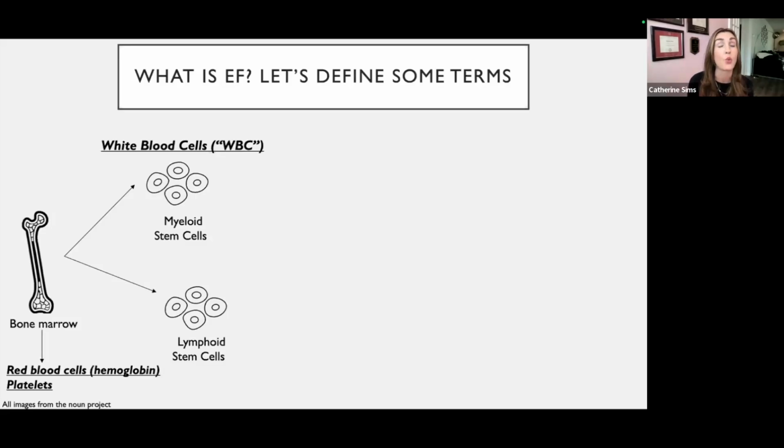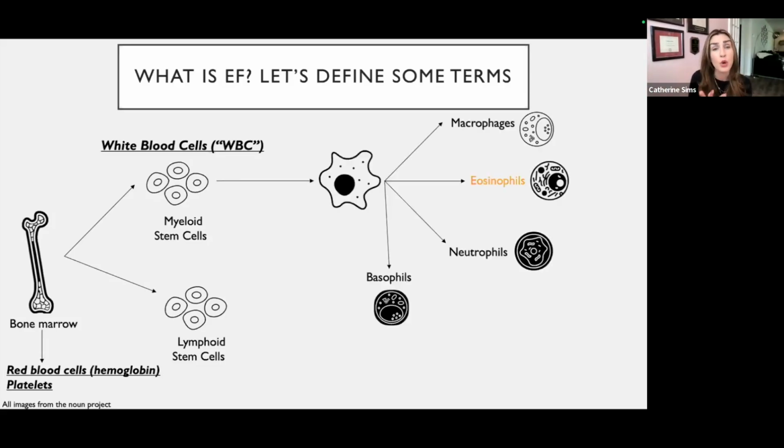But we're really going to focus on white blood cells today. And when you've had blood work done in the past, you may have noticed that there's a breakdown of white blood cells, hemoglobin or red blood cells, and platelets. So we're focusing on that first category of white blood cells. And there's different types of white blood cells, but what we're going to focus on today is the myeloid stem cell. So stem cells are cells that are newly released from the bone marrow and they are trying to develop into their final version. And they can really develop into a lot of different types of cells.